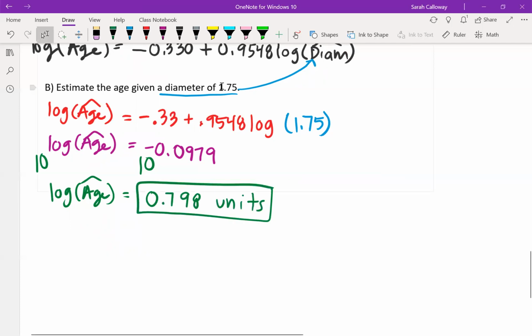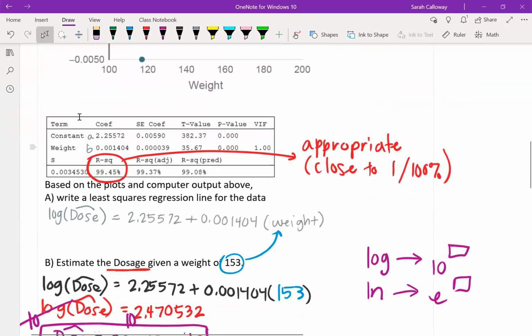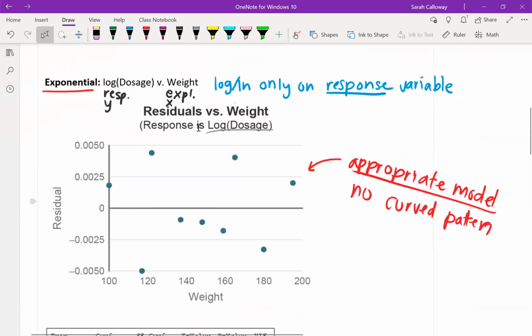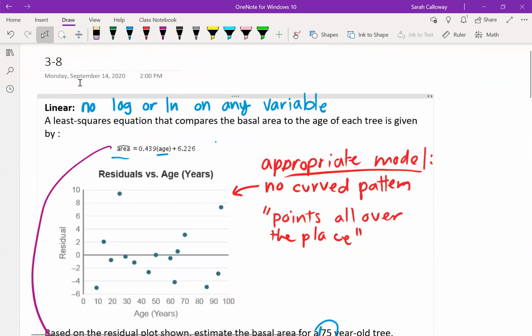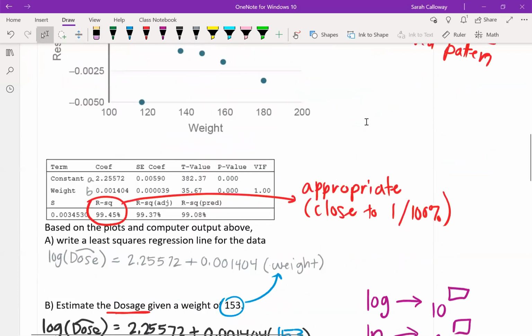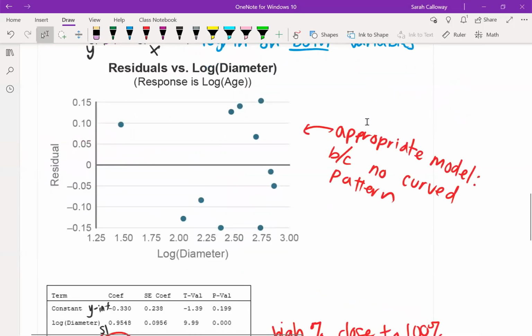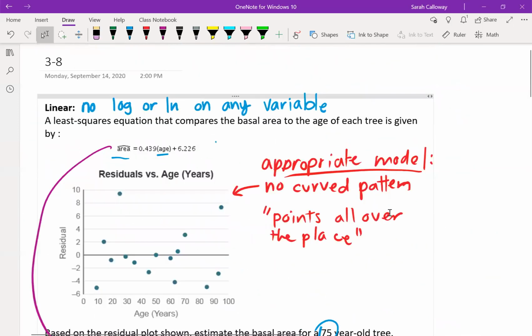Okay, so we have three types of models. If I'm taking the log of both variables, that tells me it's a power model. If I am taking the log of just the response variable, that tells me it's an exponential model. And if there are no logs, that tells me it's a linear model. For all of them, the ways that I check that a model is appropriate is that the graph of the residuals is a giant scatter, there's no curved pattern, or it has an R-squared value close to 100%. Those are the ways that I check whether a model is appropriate, and those are the three different types of models that we'll be talking about.